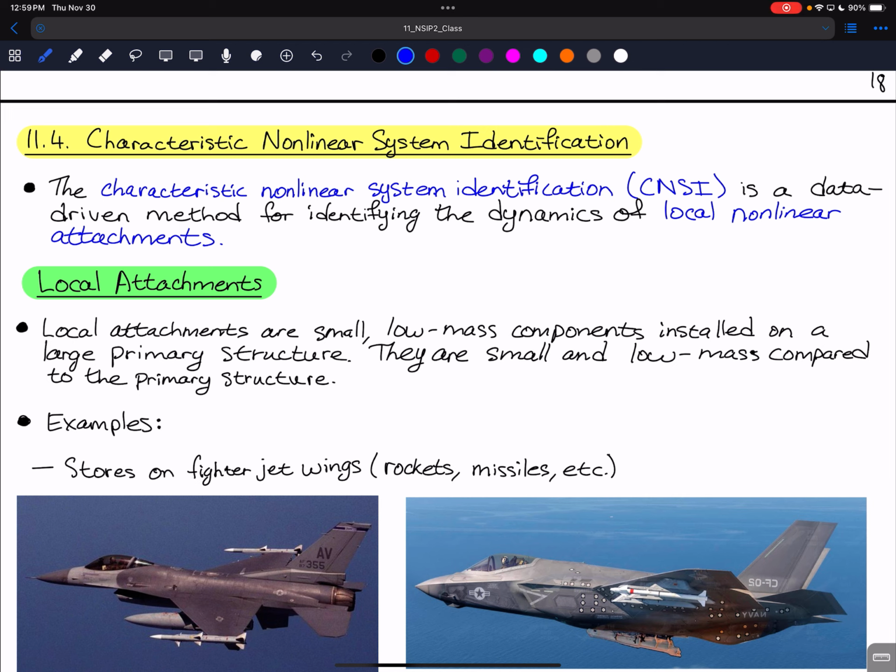Local attachments are small, low-mass components that are installed in a large primary structure. And when I say small and low mass, that's compared to the primary structure, not compared to, like, you. For example, a 500 kilogram mass is large compared to you, but that's nothing for a skyscraper. So it's compared to that primary structure.